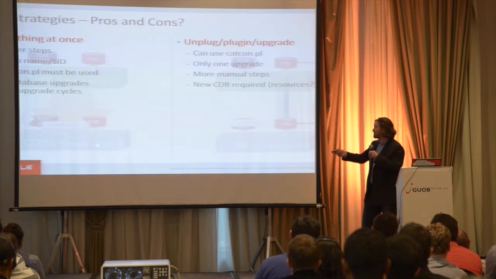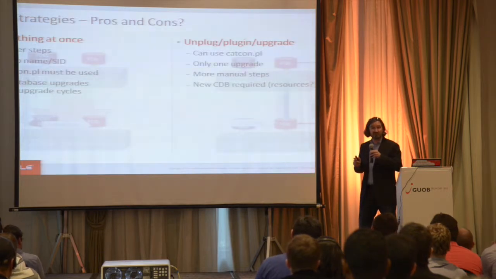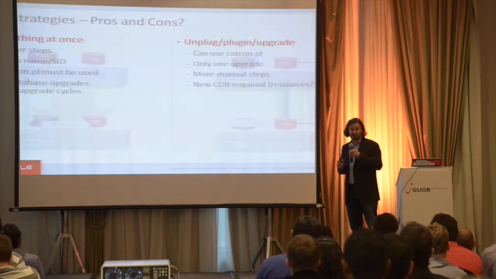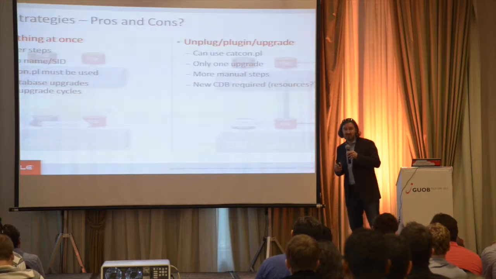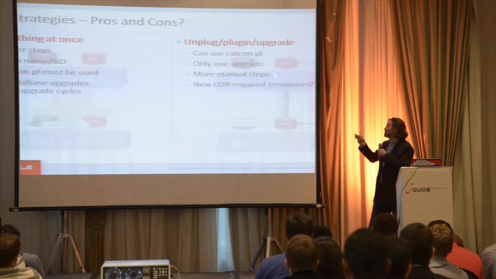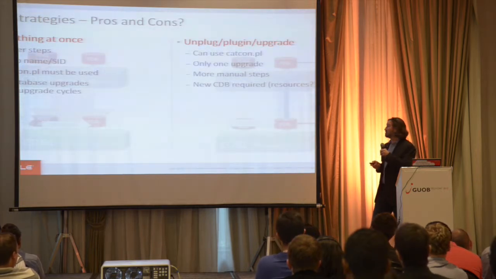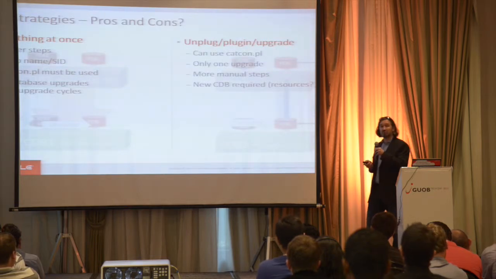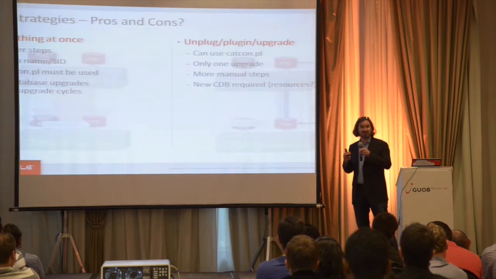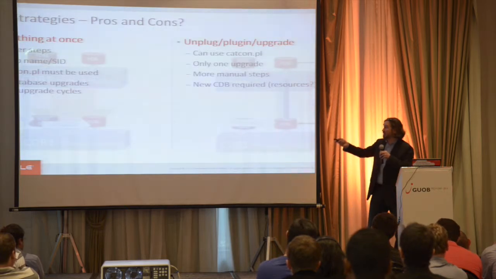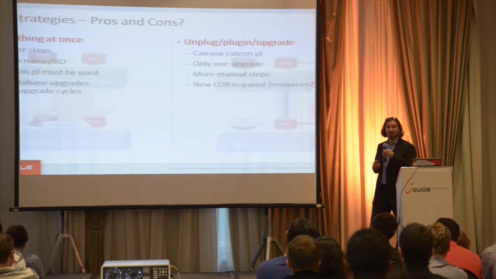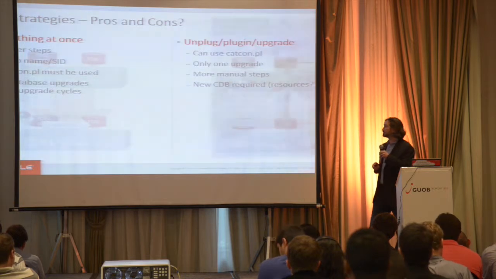So everything at once, pretty good concept, very straightforward, and very, very powerful for multi-tenant especially. But in a single-tenant environment, I would probably turn to this one here. You can use catcon, but you don't have to, and it's only 1 upgrade. So it's pretty similar from the duration to your upgrades before. Whereas this has always 2 upgrade cycles at least. So your upgrade may be longer.